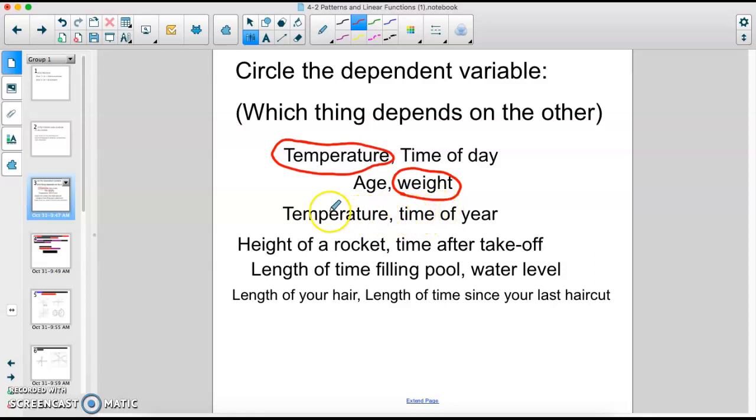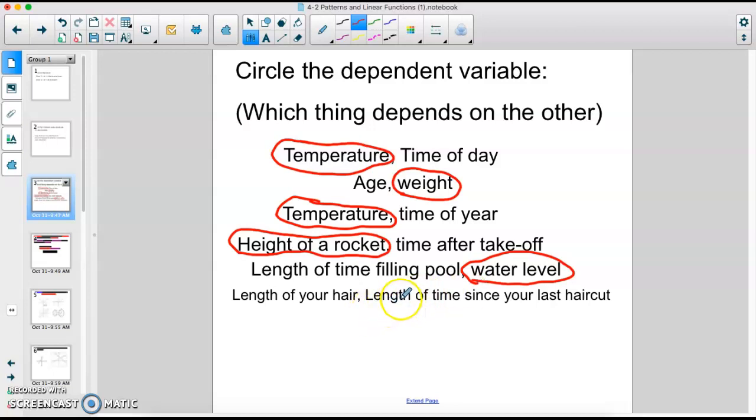Temperature versus time of year. Again, temperature would be your dependent variable here because it depends on what time of year it is. Height of the rocket, time after takeoff. Well, here the dependent variable would be height of the rocket because that all depends on, how high is the rocket? Well, how far after takeoff is it? The length of time filling a pool and the water level. The one that depends on the other is the water level because how full is the pool? Well, it depends on how long it's been filling.